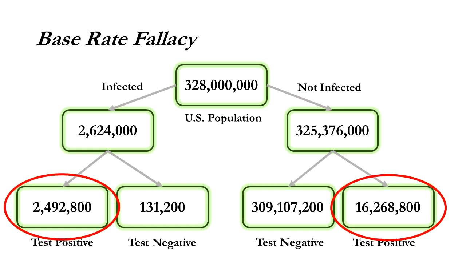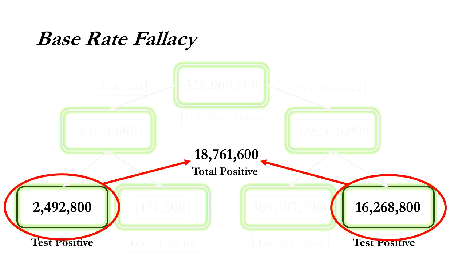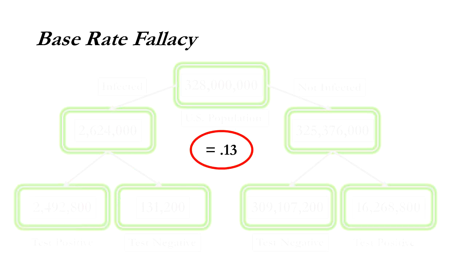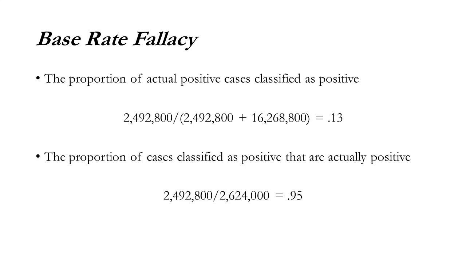If we add these together, we have 18,761,600 total positives using this test, with only 2,492,800 actual positives. So if we divide the real positives by the total positives, it's 13%. So what is the probability that you've been given a COVID test and it tests positive and you actually have the disease? 13%. But again, we shouldn't conflate that with the proportion of actual positive cases classified as positive, which is 95%.